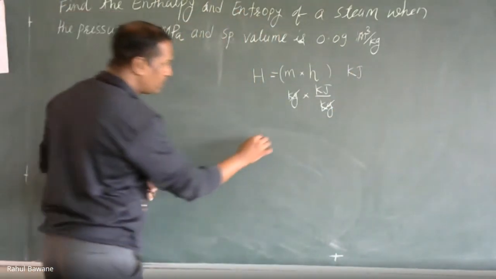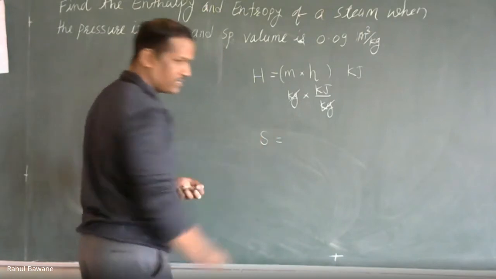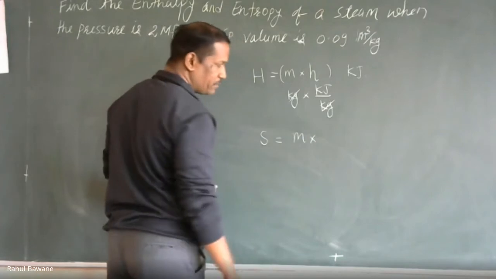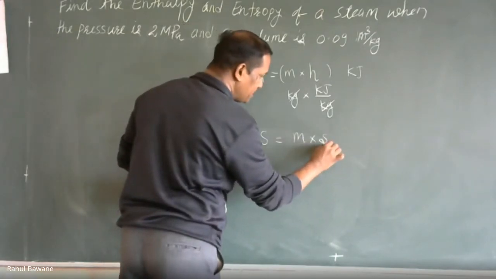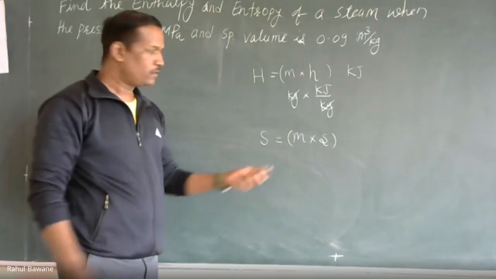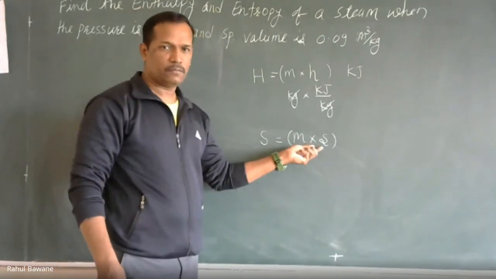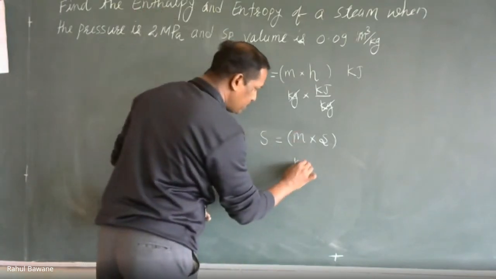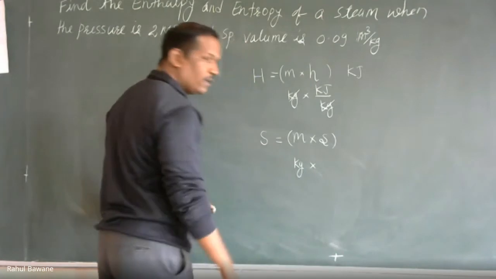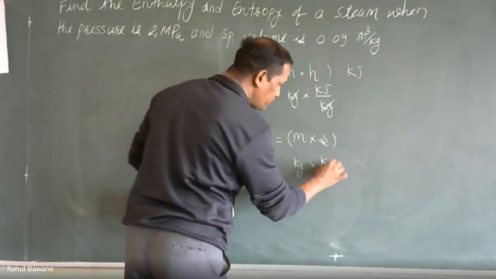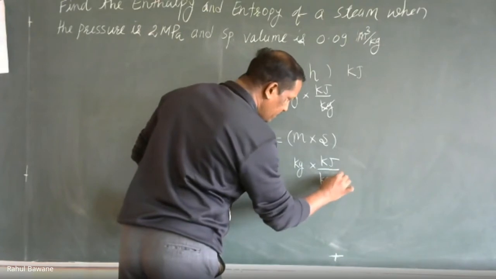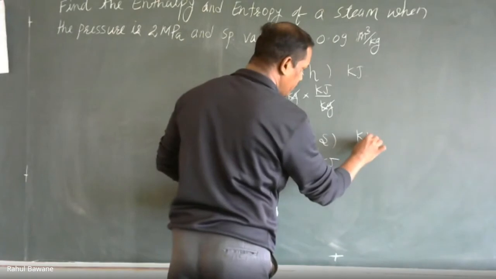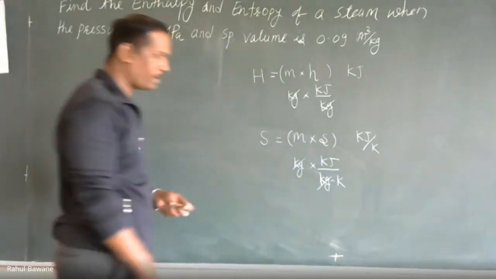When we are talking about total entropy, capital S, it is nothing but the mass of that pure substance multiplied by specific entropy. Specific entropy is per unit mass, denoted by small s. Mass is measured in kg and specific entropy is measured in kilojoule per kg Kelvin. So kg gets cancelled, and we get total entropy in kilojoule per Kelvin.